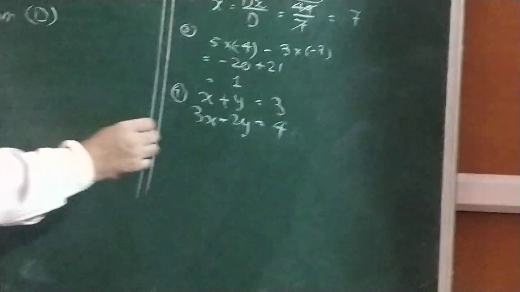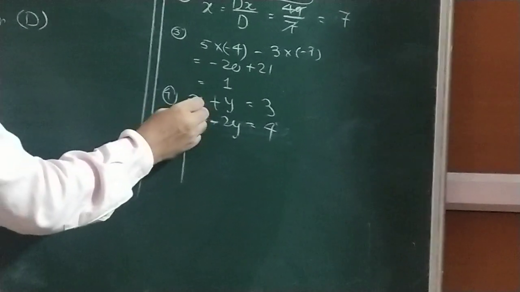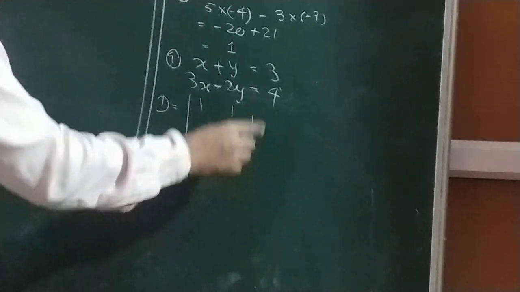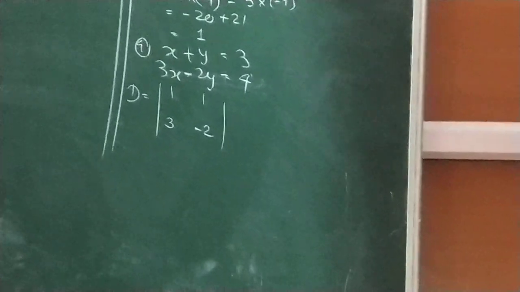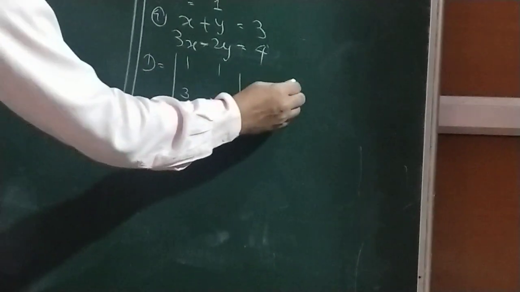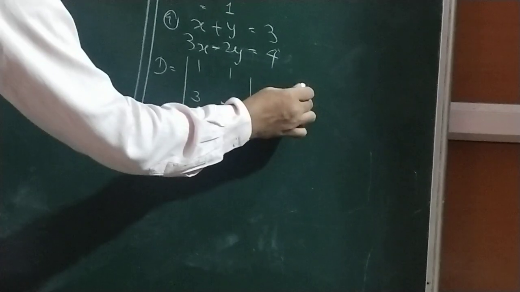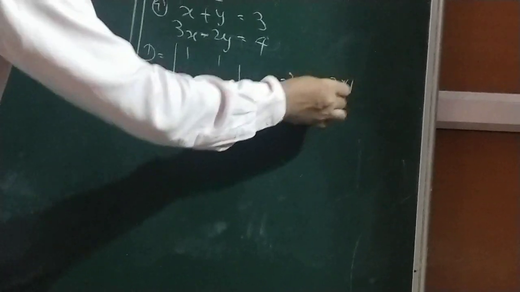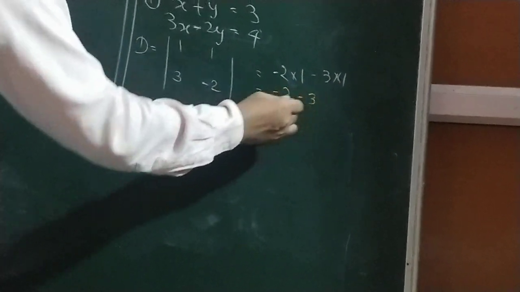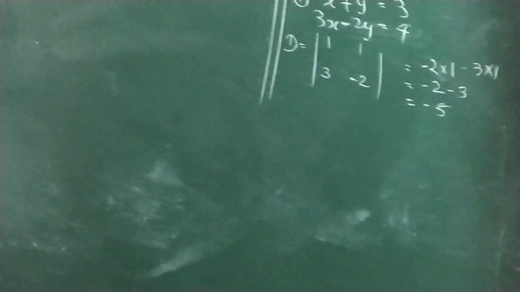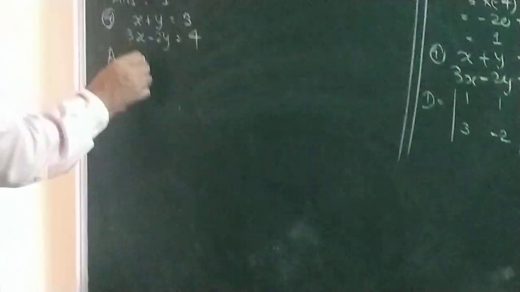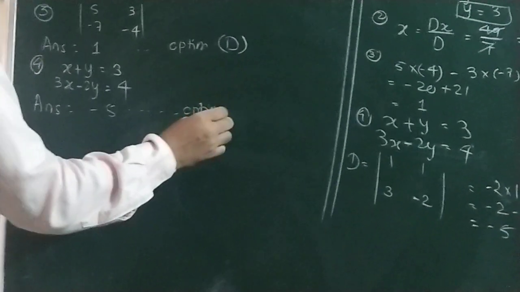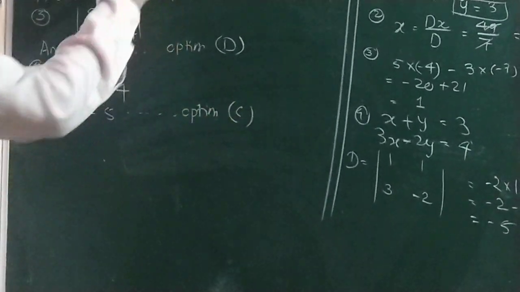Find the value of D. So D, 1, 3, 1, minus 2, without the constant numbers. Now solve this. Cross multiplication. So minus 2 into 1 minus 3 into 1, minus 3, minus addition. So the answer is what? Minus 5, and my option, where is minus 5? C. So this way we have to write.